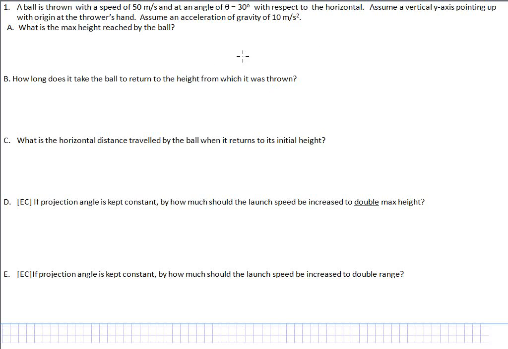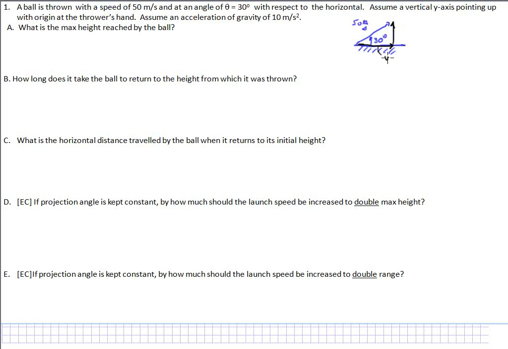Okay, a good place to begin on a problem like this is to figure out what the initial x and y velocities are. And so over on the side, I'm going to make a sketch showing the ground, the 50 meters per second launch speed, and the projection angle, which is 30 degrees in this case. And using that now, I'm going to calculate the x component and y component.